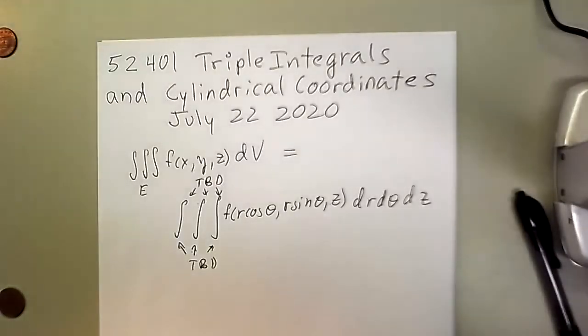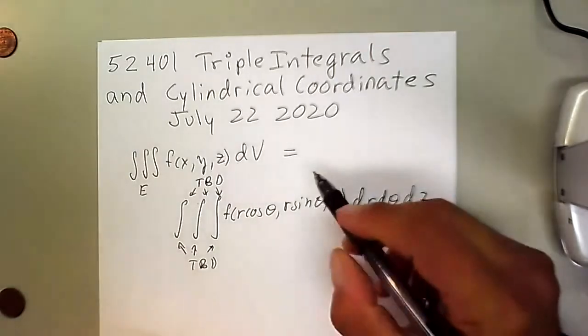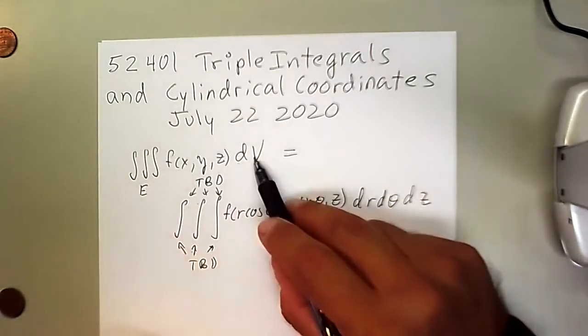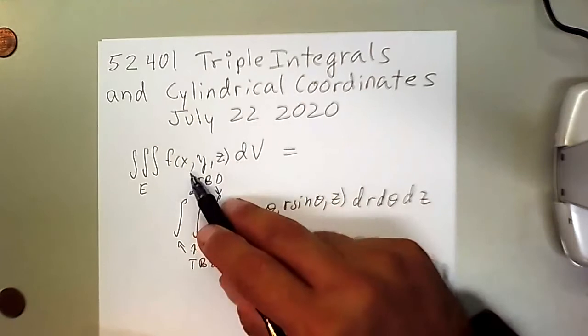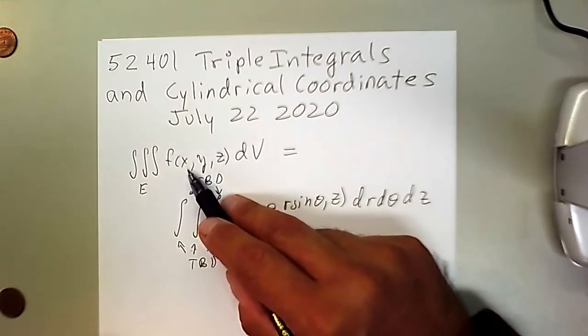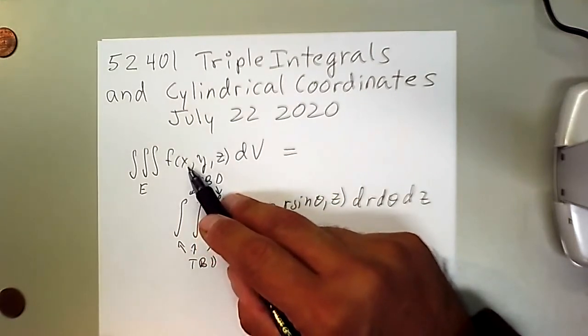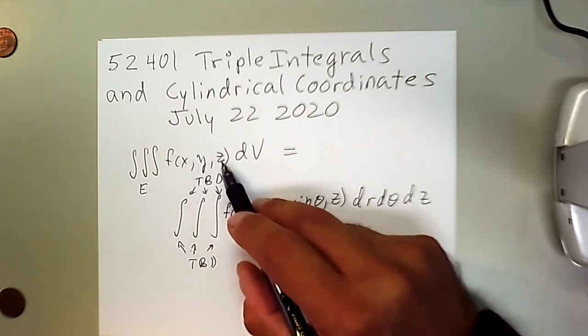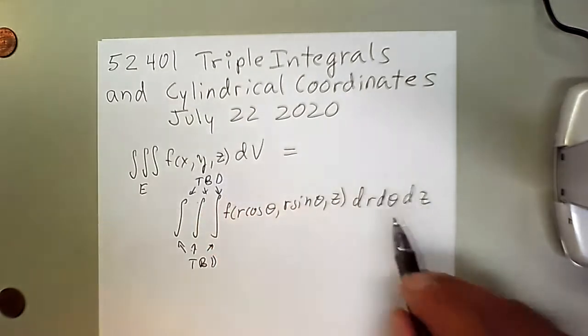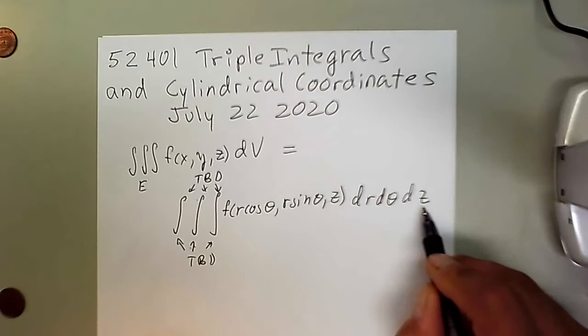Today we're going to do more about triple integrals with polar coordinates. I just realized I'm missing an r in this equation. This triple integral, which typically turns into an iterated integral with x, y, and z as the variables, can be changed into r, theta, z.